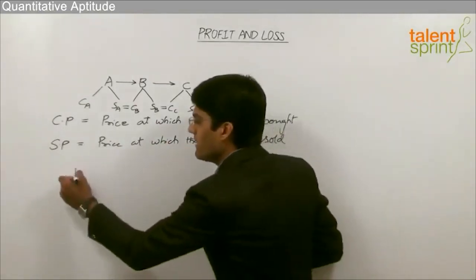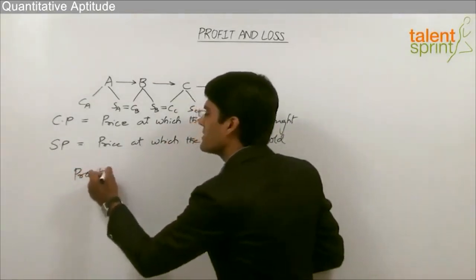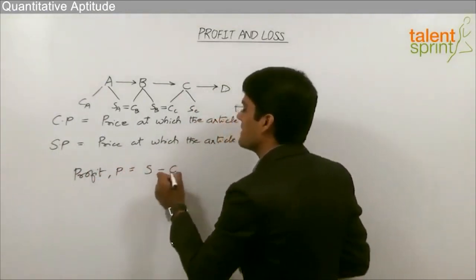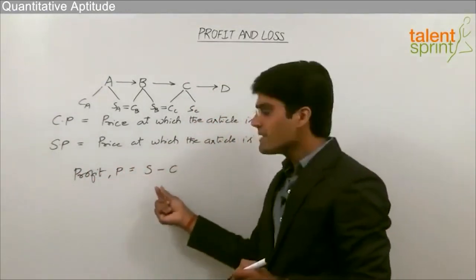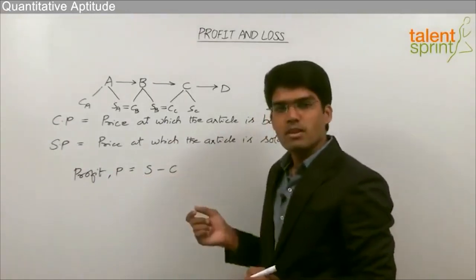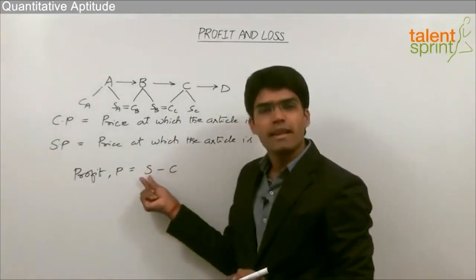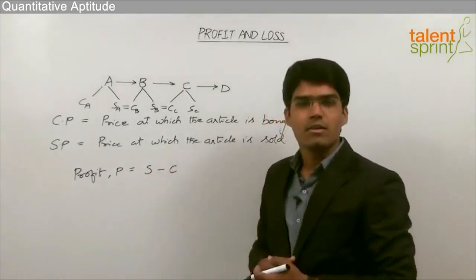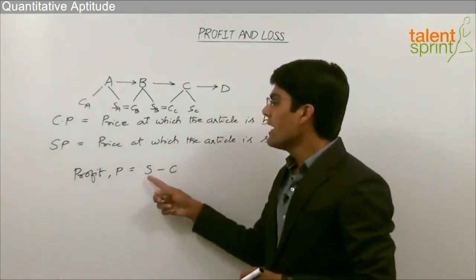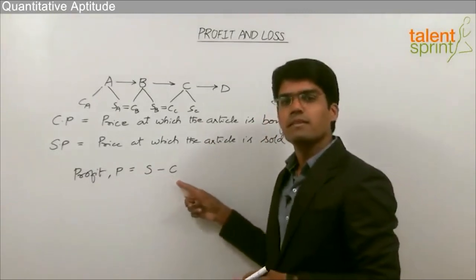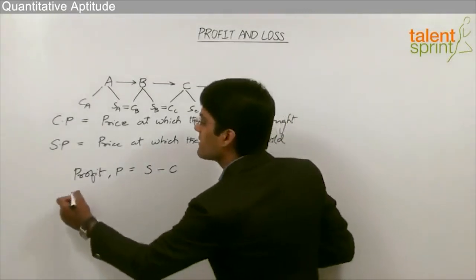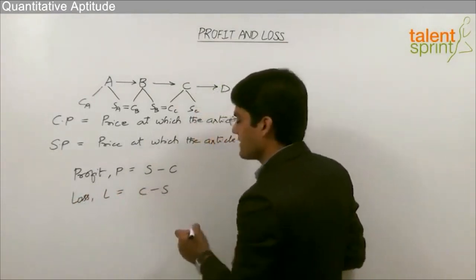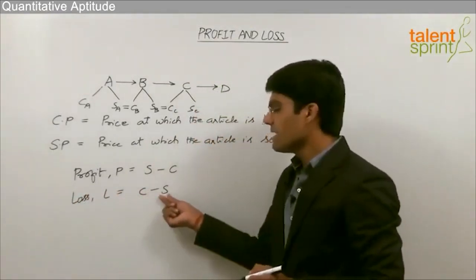So profit is obtained when selling price is more than cost price. So profit P can be taken as S minus C, where S is nothing but the selling price and C is the cost price. So from now onwards, whenever we use the term S, it means selling price, and the term C indicates the cost price. So profit is equal to S minus C, the difference of selling price and cost price. And the loss L can be taken as C minus S.